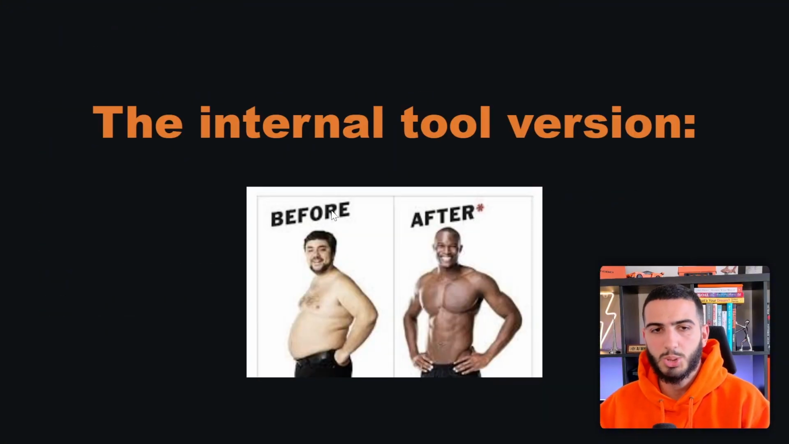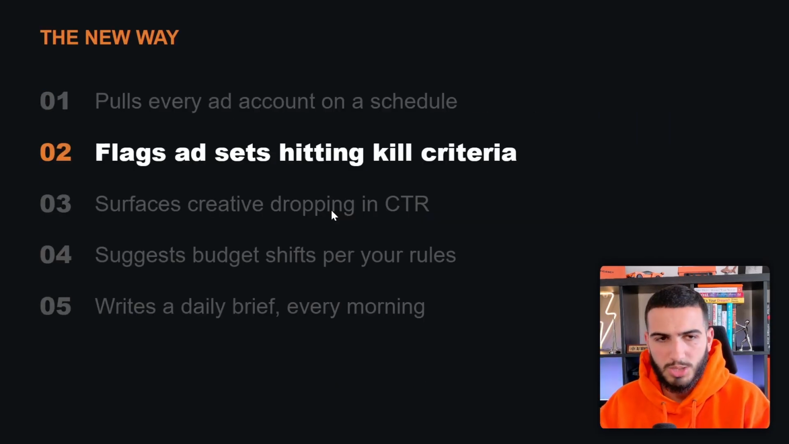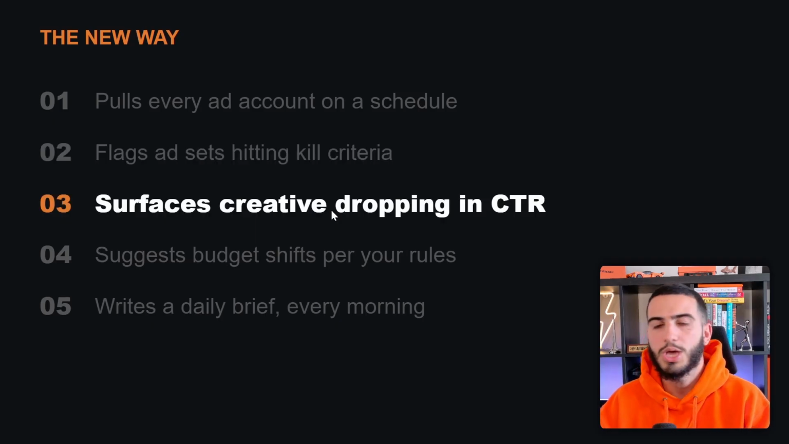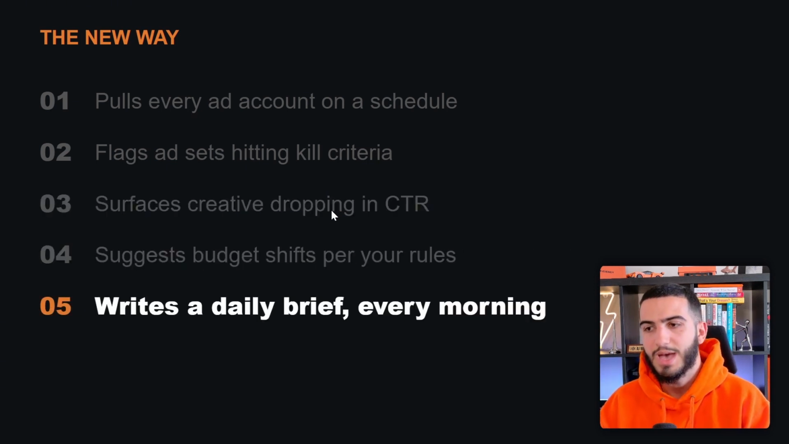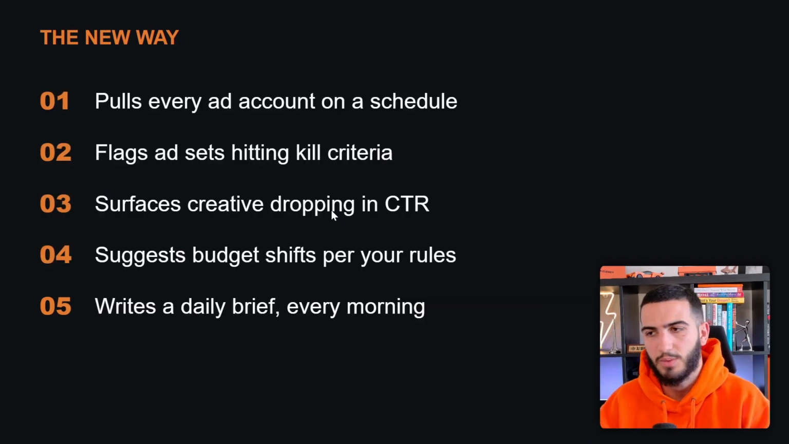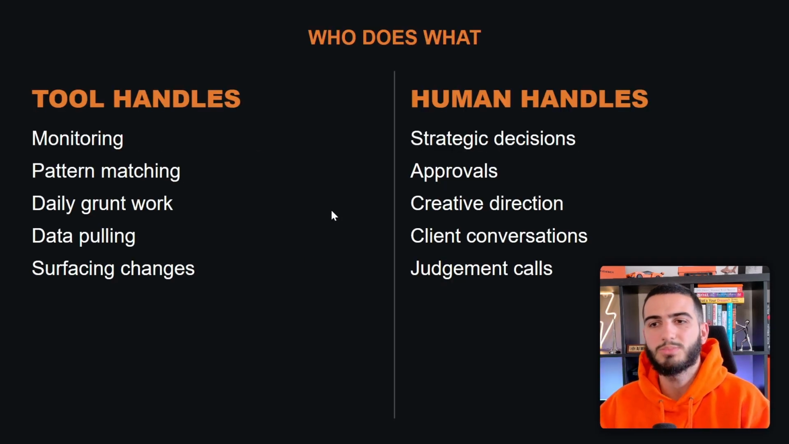The difference between the internal tool version of this and what someone will do manually is insane, because you can have an internal tool that automatically pulls every single ad account on a schedule. It will automatically flag ad sets that are hitting the kill criteria. It will automatically surface drops in CTR for individual ad sets so someone can actually check it out. It can automatically suggest different budget shifts for your different rules, and it can automatically write daily briefs every single morning and actually do things within an actual ad account. So now you still have your media buyers making the decisions, at least for now, but you have a tool that automatically handles the things that take a long time: checking individual ad accounts, finding different patterns, surfacing different changes, pulling different data, creating actual campaigns.